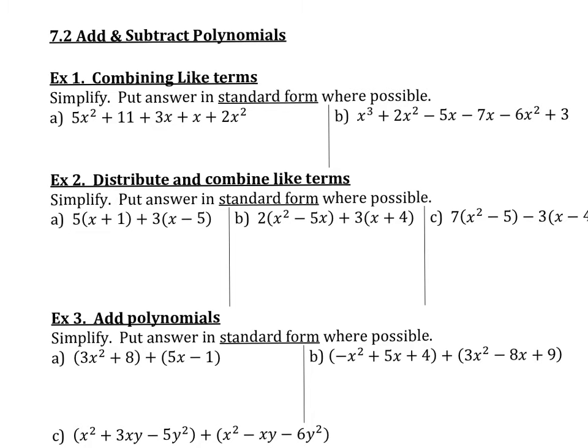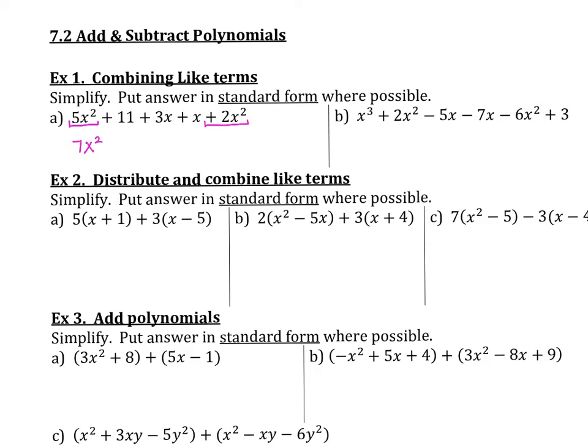Okay, so I'm going to go ahead and look at A. I see all these terms. For them to be like terms, they have to have the exact same variable and the exact same exponent. Because I want it to go into standard form, I'm going to start with the highest exponent I see. I have a 5x to the second. That's the highest exponent, the x to the second. Are there any other x to the seconds? Yes, there is. If I do 5x to the second plus 2x to the second, I have 7x to the second.